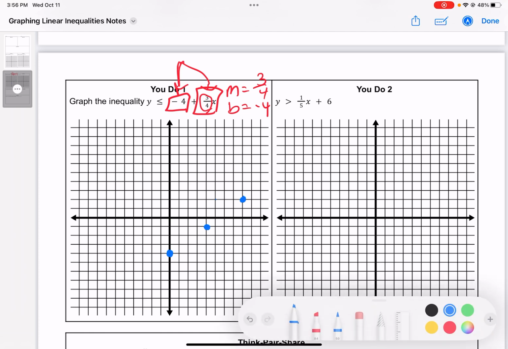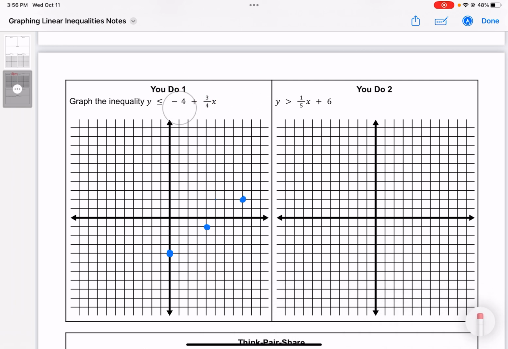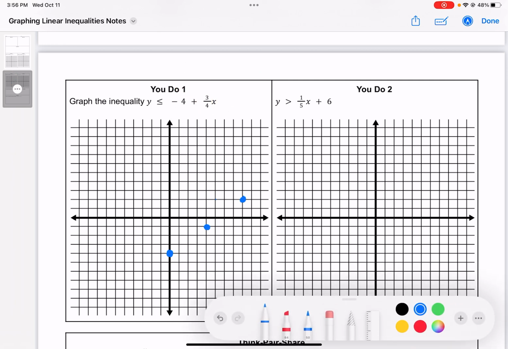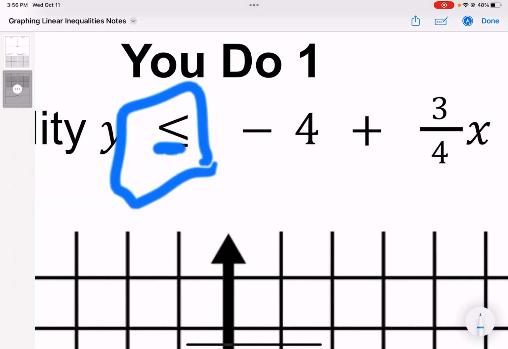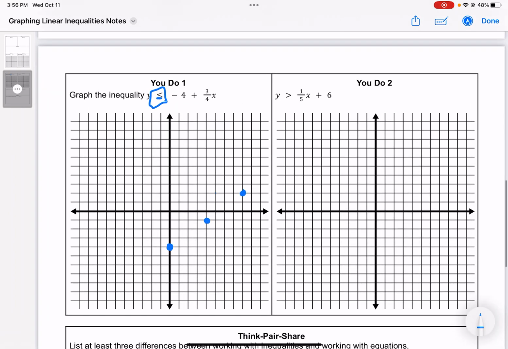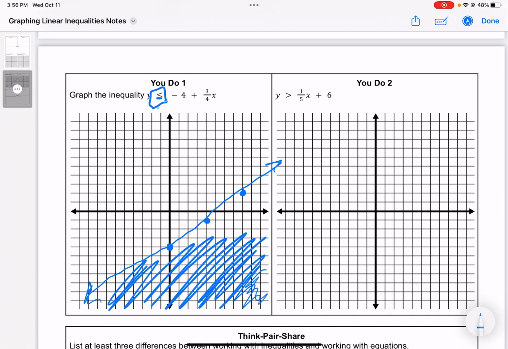I'm going to determine, is this a solid line or a dotted line? And it's going to be solid because, look, this includes an equal sign. Equal signs mean solid lines. So I'll connect a solid line here. And now I've got to decide if I shade up or down. This is a less than sign, so I'm going to shade down. All right.